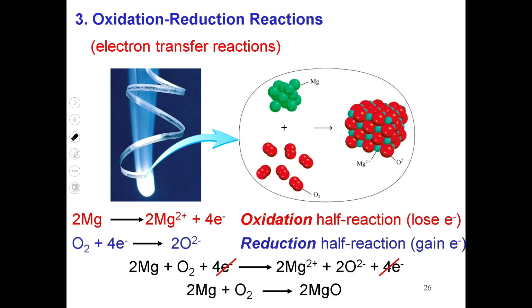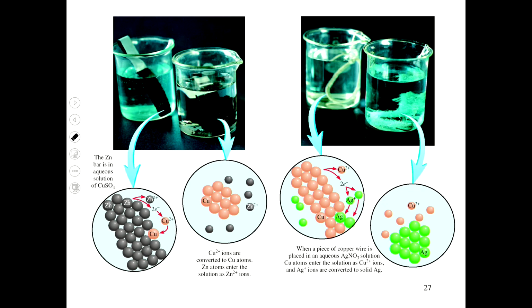So in this reaction, you need to figure out how to write the oxidation half reaction and the reduction half reaction, and add them together. You can get the whole reaction, the whole equation. So the process is like this. This is to show the process of this kind of reaction.